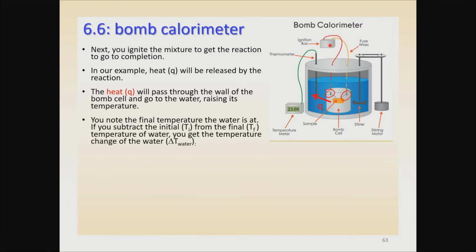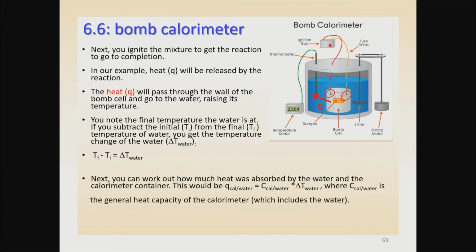So how do you go about finding the heat absorbed by the water in the calorimeter? Well, what you do is you take a final temperature of the water after the reaction is complete, and subtract from it an initial temperature of the water before the reaction started, and that will give you the change of temperature of the water there.